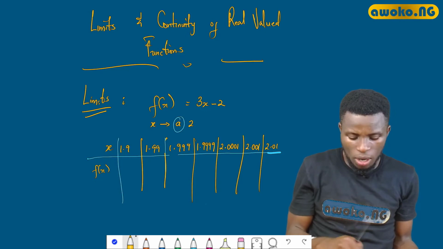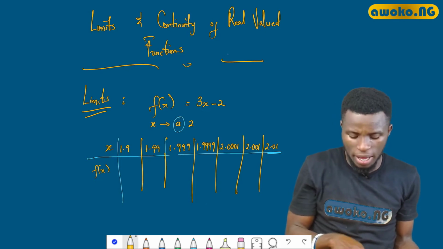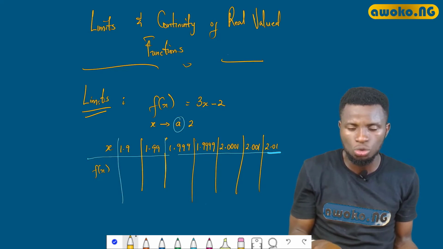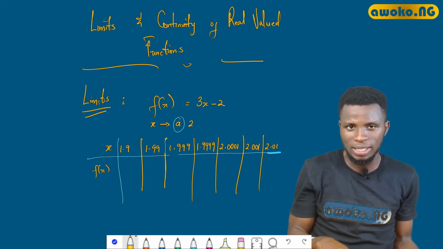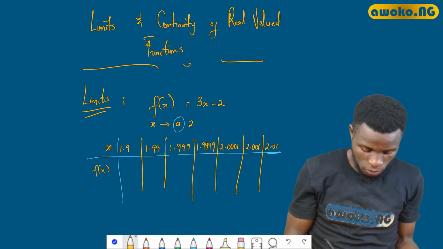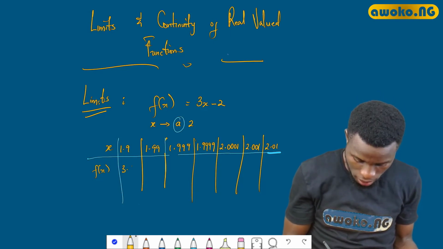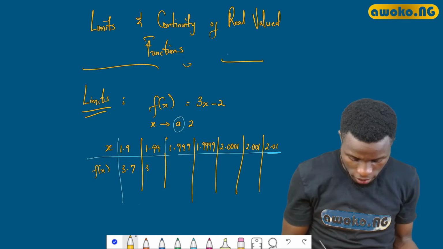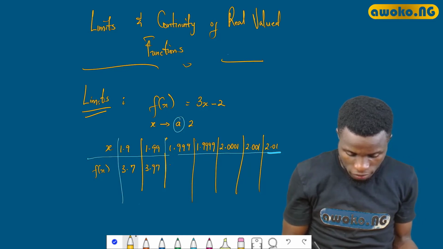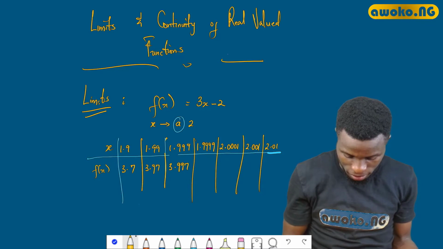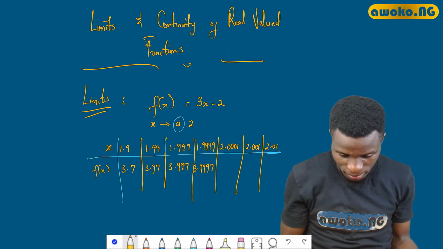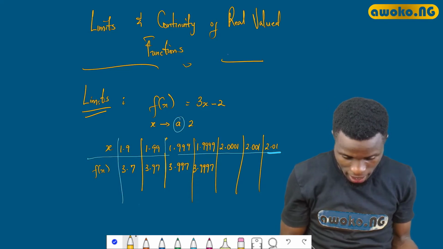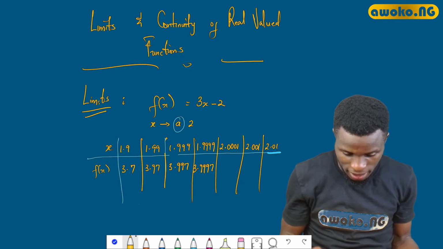So, invariably, what we're asked to do is, anywhere we see the value of x in the function 3x minus 2, we should put 2 inside. Okay? So, if you do that, we'll have something like this, 3.7, we'll have 3.97, we have 3.997, okay? We have 3.9997.